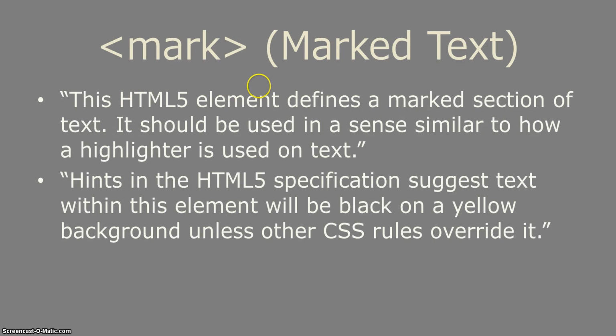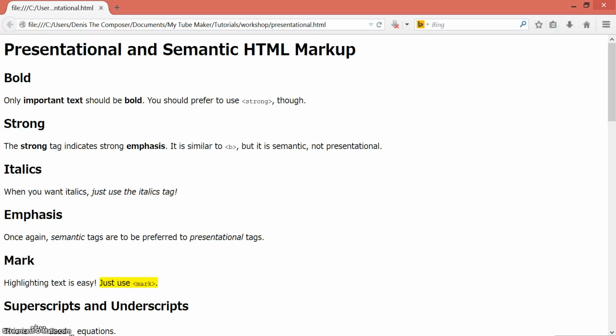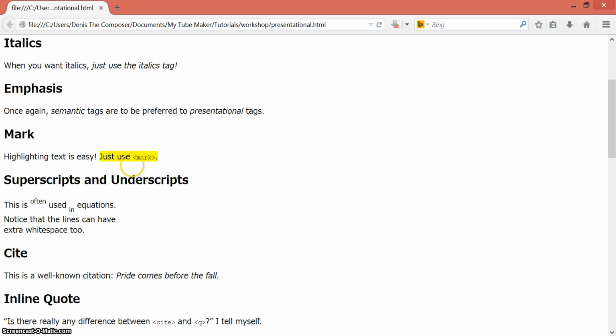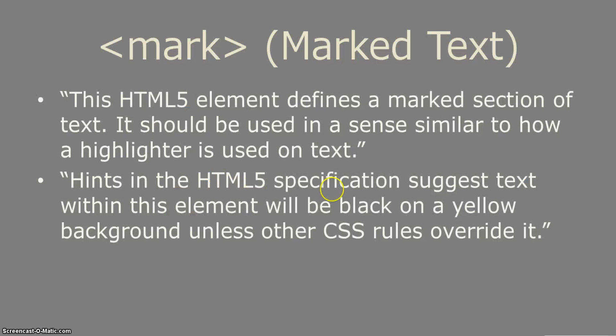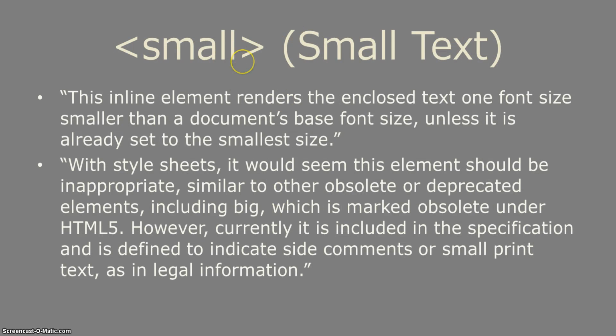Mark is marked text, such as when you highlight a document. And if I show you, this is how it looks over here. So we next have small, and oddly enough, we used to have a big too, I believe. Yeah, big. We used to have big in HTML, but big has been removed. However, small has remained in HTML5 because small would be useful as fine print. Side comments are small print text, as in legal information. So that's the only reason why you should use it.